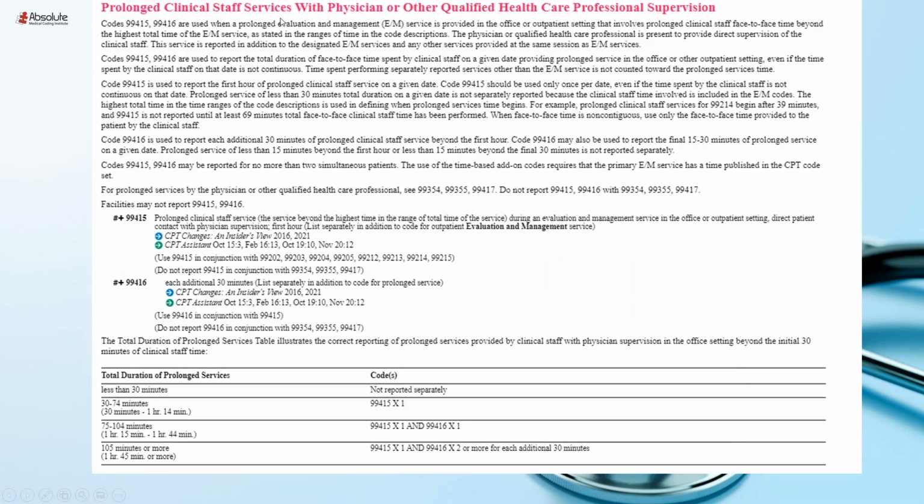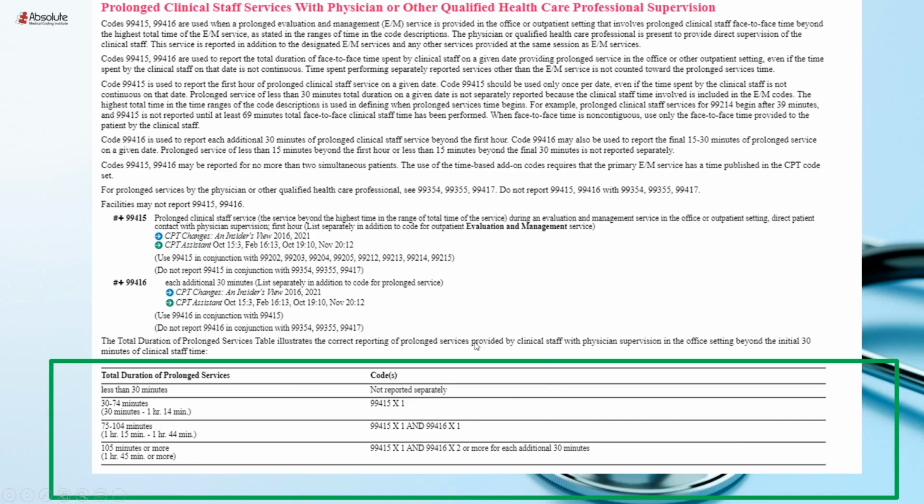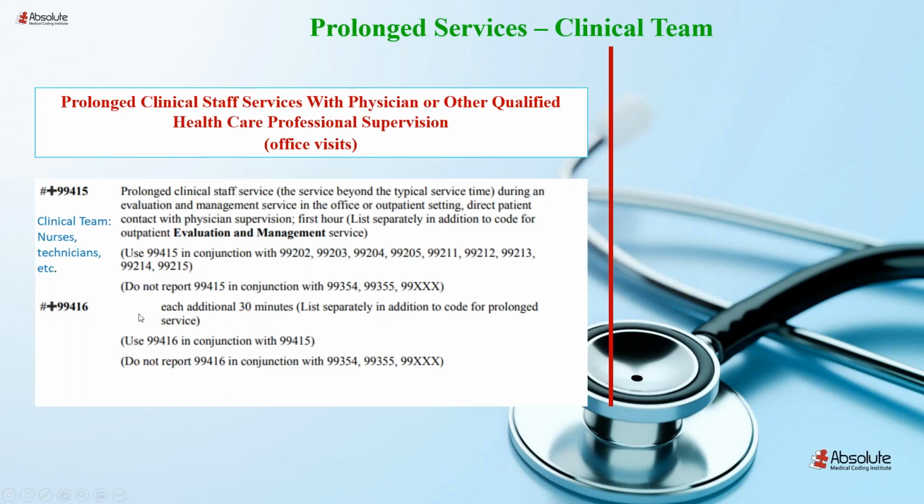Now, prolonged services carried out by the clinical team. This is not for the physician, but their staff, their technicians, their nurses, their medical assistants. They have two codes, and these are their prolonged services codes, 99415 and 99416, and this is their code up close. So pretty much the key is you use this for the clinical staff. And that clinical staff, of course, has to be supervised by the professionals in the office.